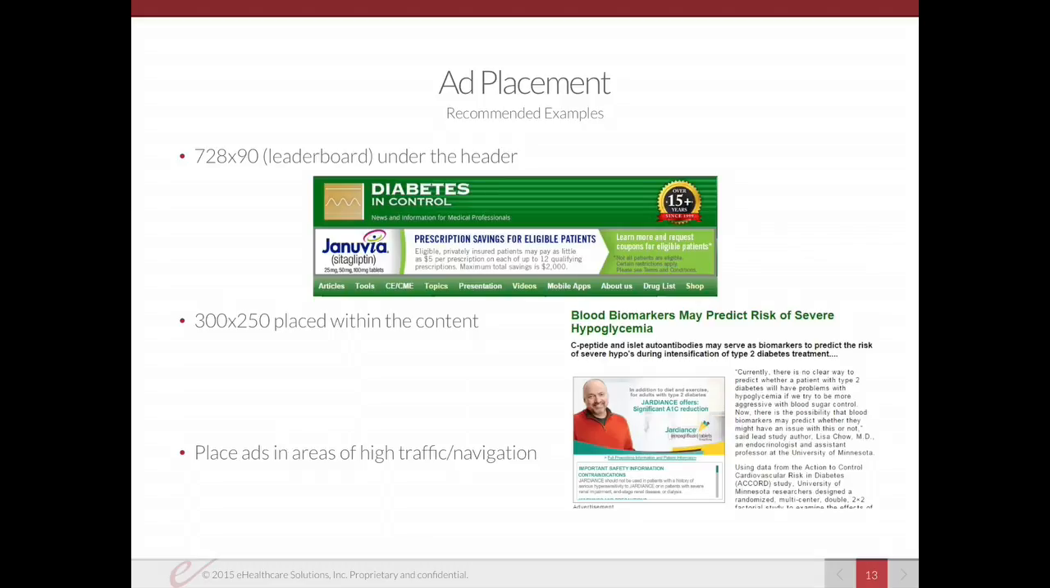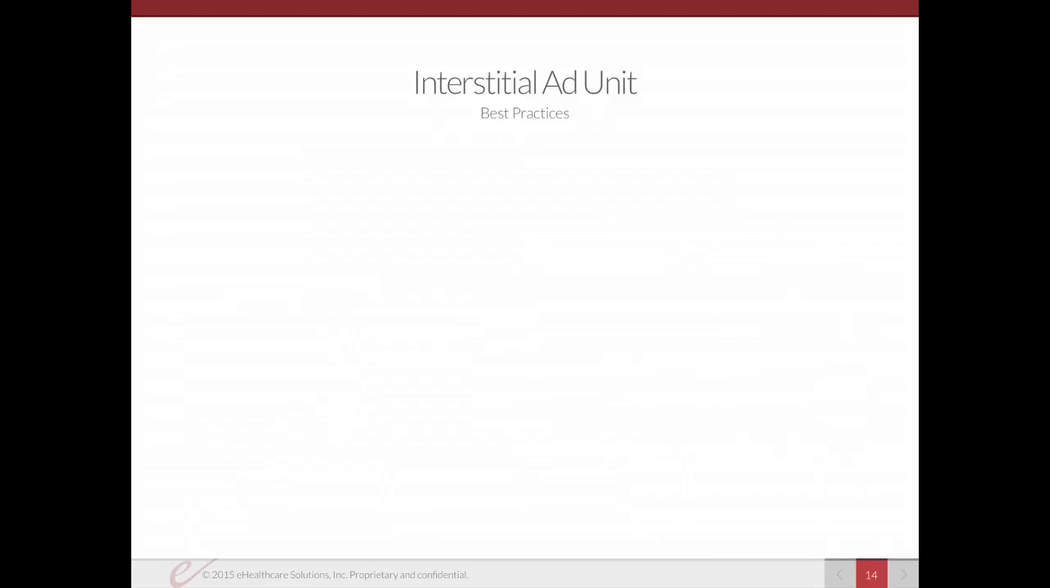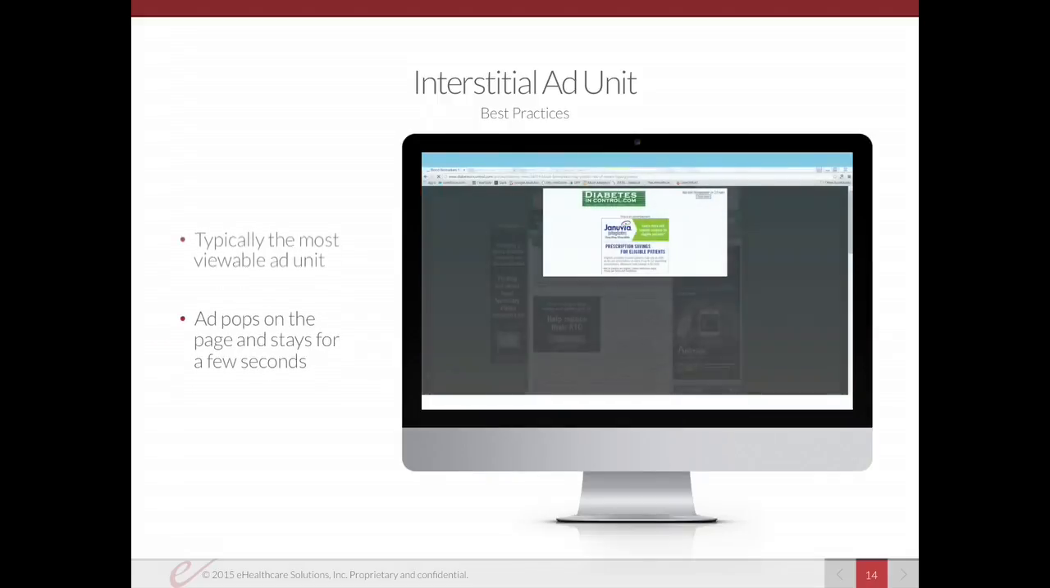Now I will talk about a few additional non-standard ad sizes that you can include. The first being an interstitial ad unit. An interstitial ad unit is when the ad pops on the page and stays on it for a few seconds. Typically, this is the most viewable ad because it loads above the content and you can't skip it until a few seconds have gone. Keep in mind that even the most viewable ad unit will not hit 100% viewability because of non-human traffic. But in our experience, interstitials have very high viewability.